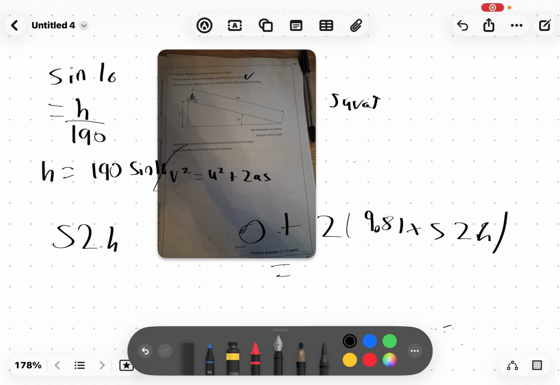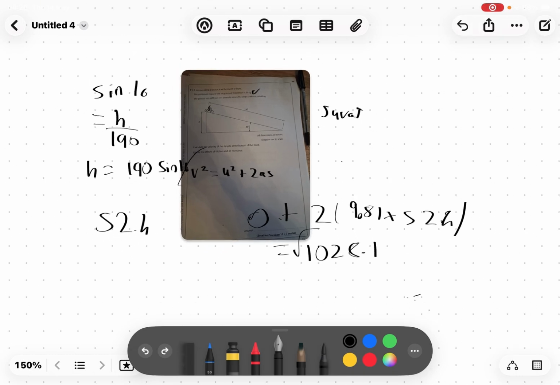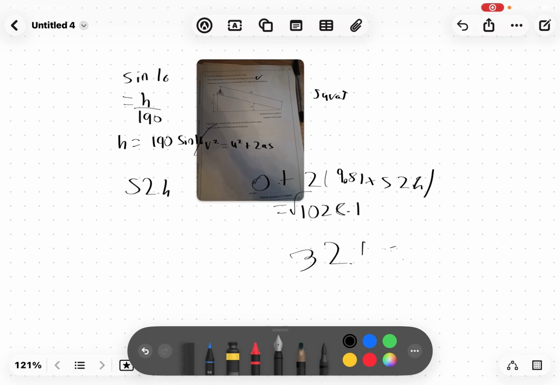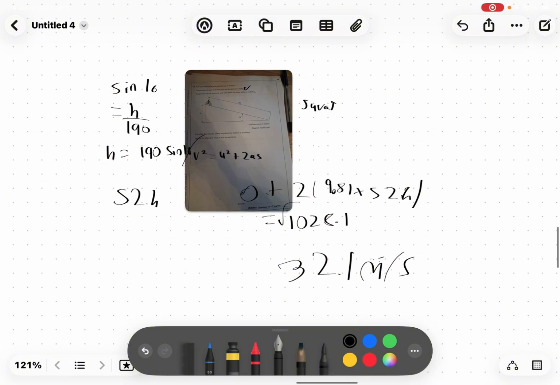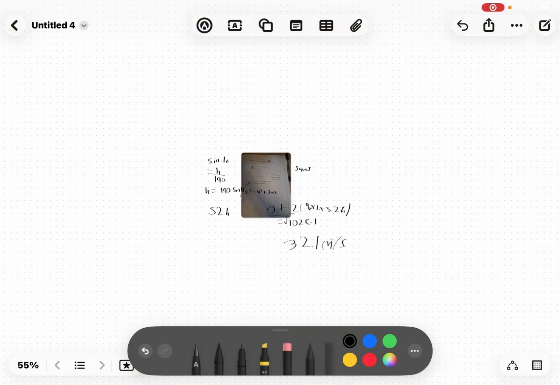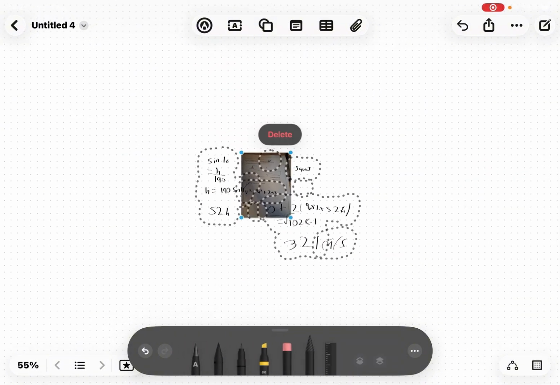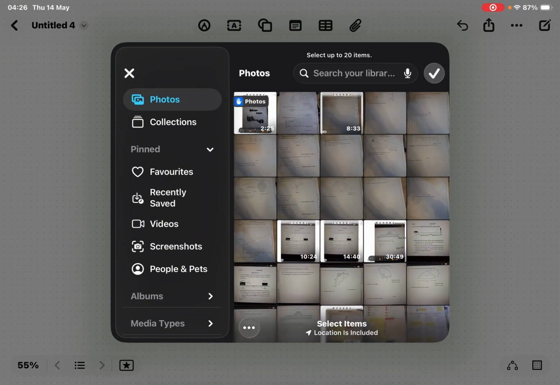And then all of this equals 0, and then because it's v squared, we square root it straight. 32.1 meters a second because that's velocity. So this was actually a very hard question, and it's not the last one like that. After that we have this.